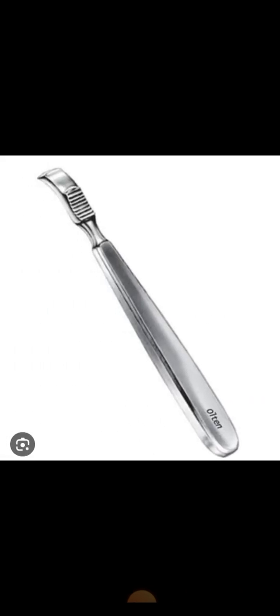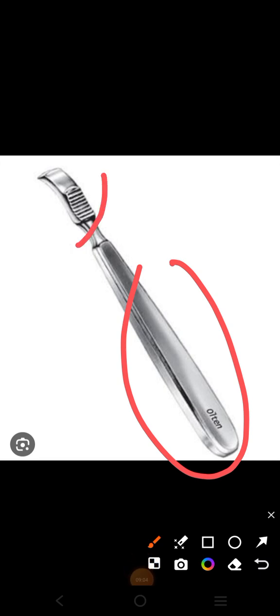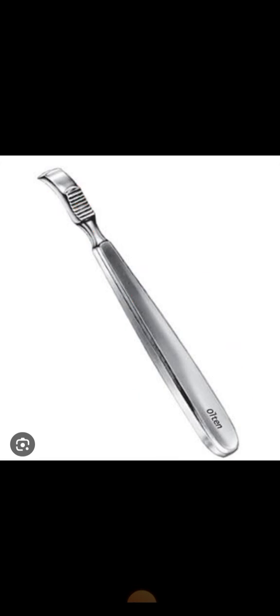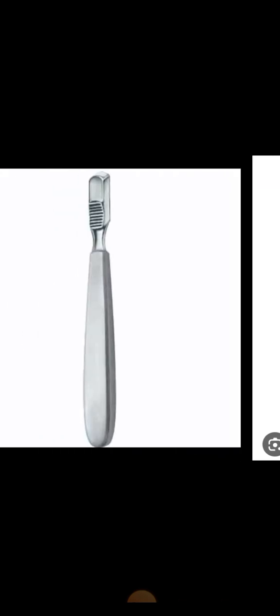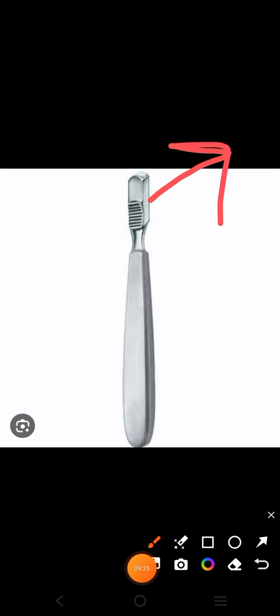Okay, so this instrument is Farabeuf periosteal elevator, and it has one handle as you can see here, and its other end is somewhat curved, maybe curved or maybe straight, and it has some striations present on it. This instrument is also used in mastoidectomy, and as its name indicates, it is a periosteal elevator, so it is used for elevation of the periosteum from the mastoid cortex. Here again you can see that this is Farabeuf's periosteal elevator, but this is the straight one and this is the curved one. This is the curved one right here.